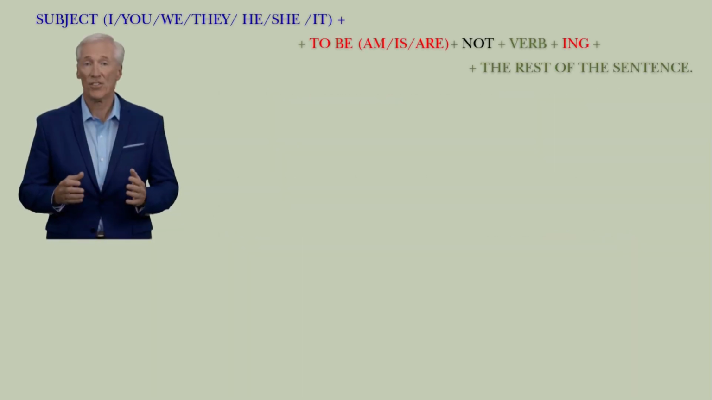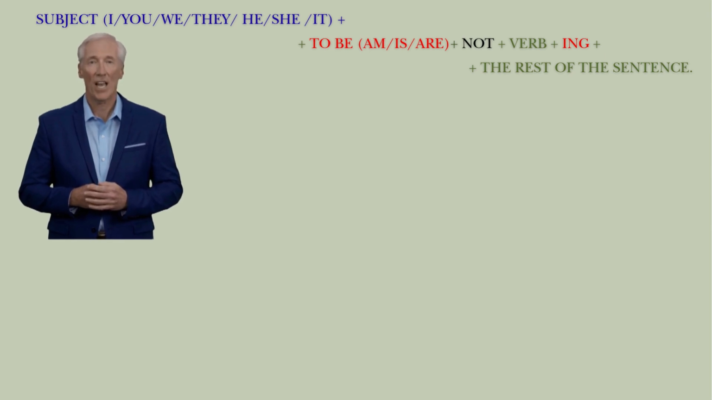The present continuous negative. Sometimes an action is not happening. To express this, we introduce the word not right after the to be verb. This creates a clear and concise denial of the ongoing action.